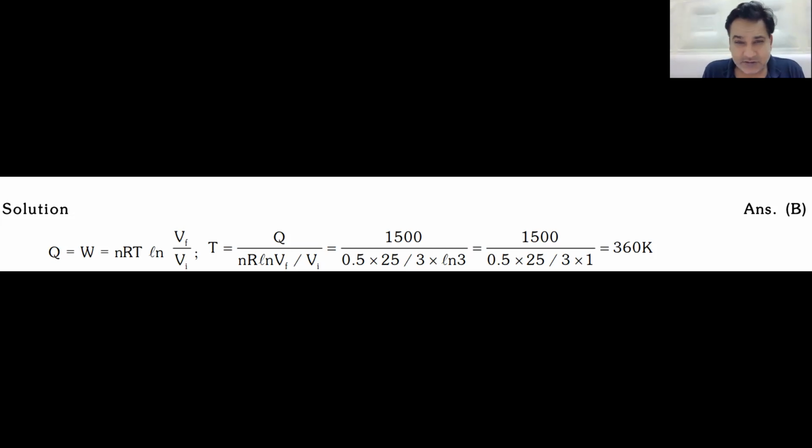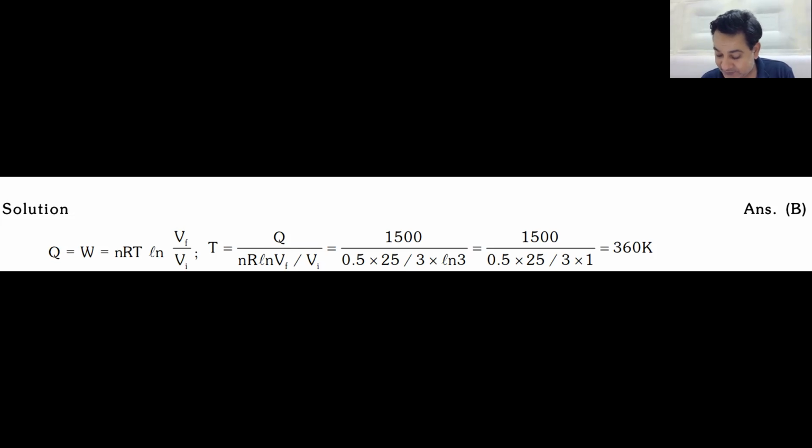ln 9 is given as 2. So ln of 3 becomes 1. And you have your answer. Yes or no? Yes, sir. See? Simple question, put in a different way. It looks a bit confusing. Don't get trapped. This is how questions are framed.